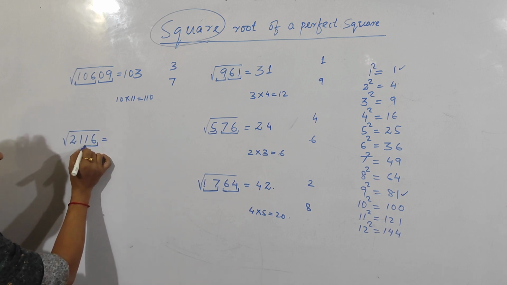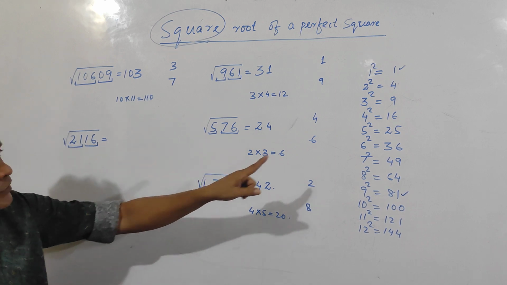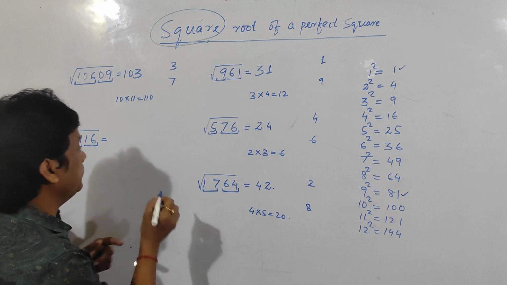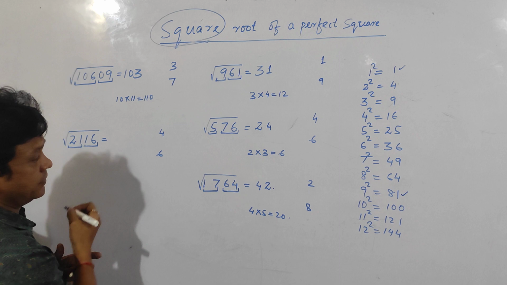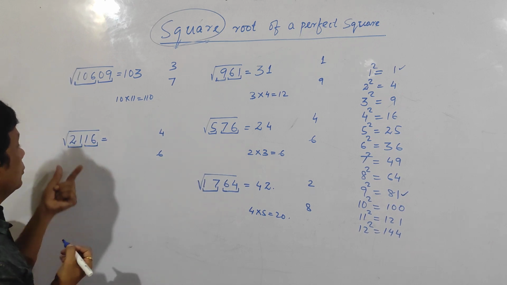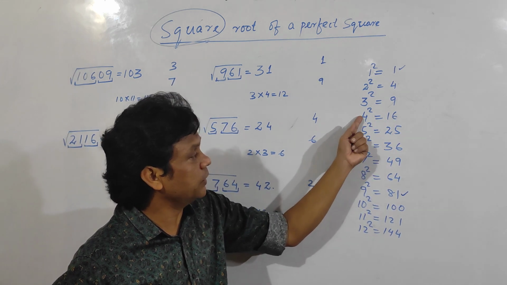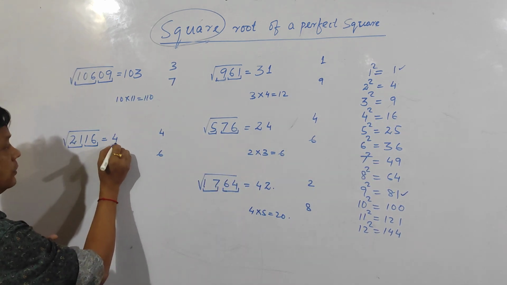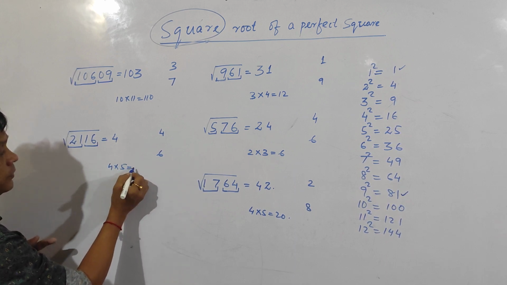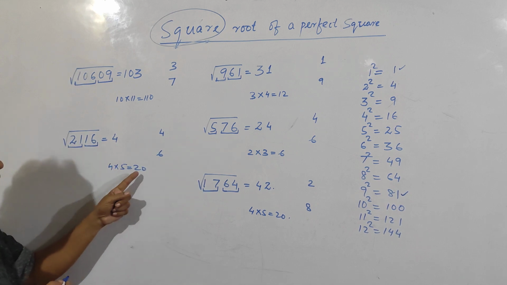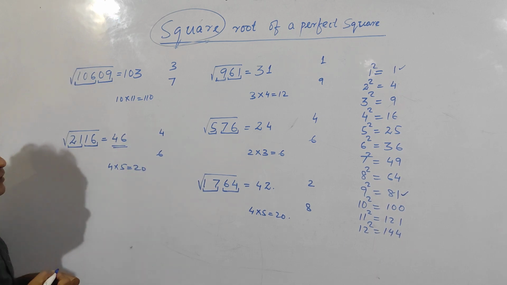Take two digits here from the right and then the rest of the digits. So 16, the unit place is 6. So 6 means 4. So the possible digit for the unit place is 4 or 6, because 4 plus 6 is 10. So 21. See here, 21 lies between 16 and 25. So the smaller number is 4. So write 4 here. 4 into its next digit, which is 5. So 5 4s are 20. So 21 is greater than 20, so you should take the larger one. That means 6. So the answer is 46.